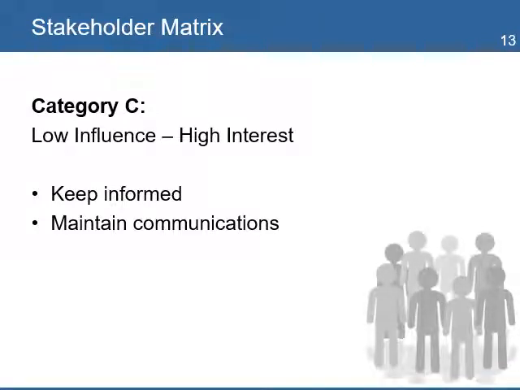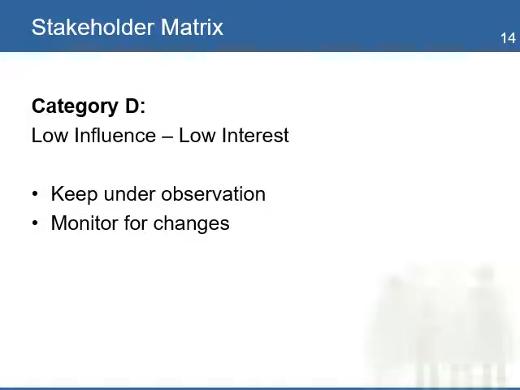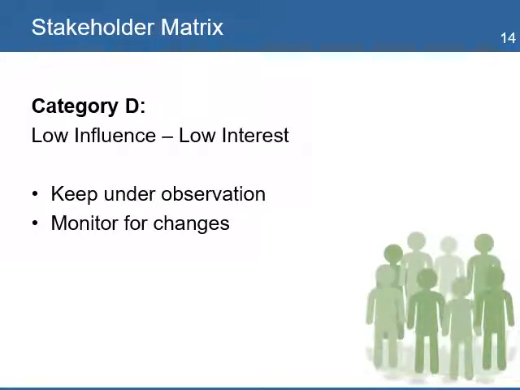Category C is for stakeholders with low influence but high interest. This is a group of stakeholders that you need to keep informed and maintain open communications to maintain their levels of interest. Category D stakeholders have low interest and low influence in the project. This is a group of stakeholders that you need to keep under observation and monitor for changes in interest and influence. This is a group where you don't need to spend too much time.